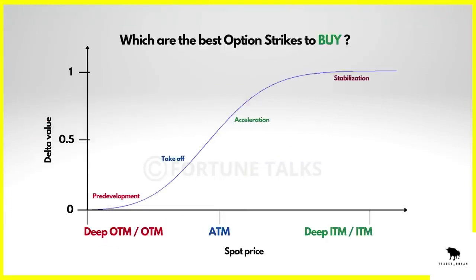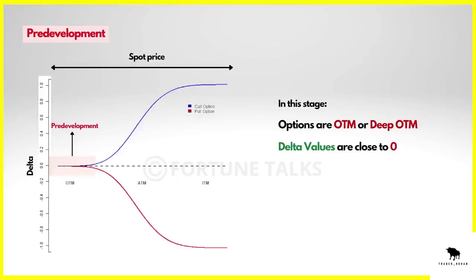Now let's look at the 4 stages once again and come to a conclusion as to which strikes are the best to buy if you are an option buyer. But as a side note, delta of an option changes with other factors other than the spot price itself. But for the sake of simplicity of calculations, we will consider that the delta of a particular strike remains the same even if the spot price changes. So the first stage is pre-development. Now, this is the stage when the option is out of the money or deep out of the money. So the delta value here is 0 or close to 0.